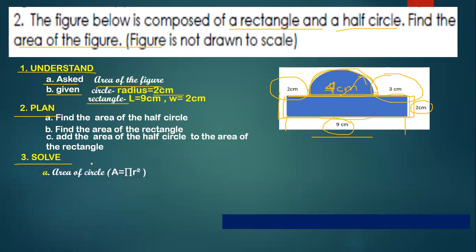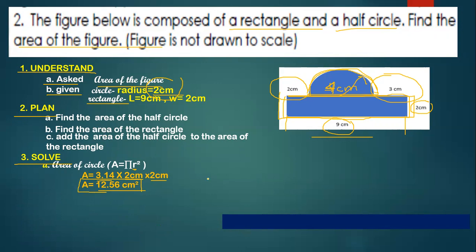Okay, unahin natin yung area ng circle. Area ng circle is equals to pi r squared, wherein pi is a mathematical constant that is 3.14. Okay? Kaya replace the values lang. So, ang kailangan lang sa circle ay radius. Ano ang radius? 2 cm. Okay? Masosolve na natin yan. Replace the values, 3.14 times 2 cm times 2 cm. Okay? So, the answer for that is 12.56 square centimeters. Okay, so yun ang area ng circle.